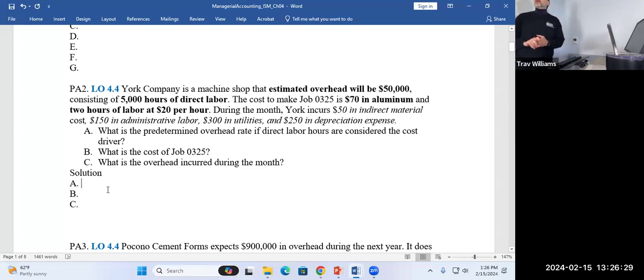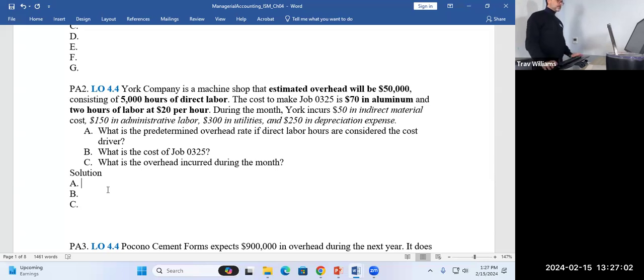So with overhead, there's the estimated overhead that you base your rate on. There's the applied overhead when a job is done and you apply the overhead cost. And then there's the actual overhead at the end of the year or period where you can look back and see what were the actual costs, not for each job, but for the entire company. So you have to remember there are three types of overhead: estimated, applied, and actual.